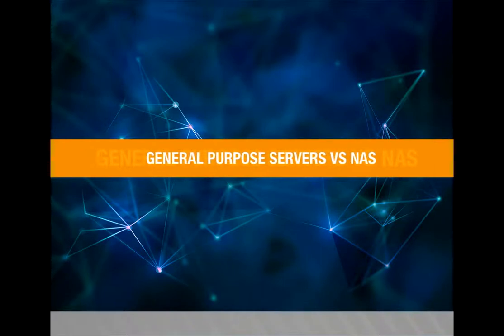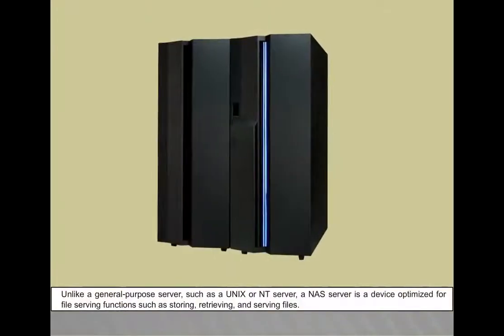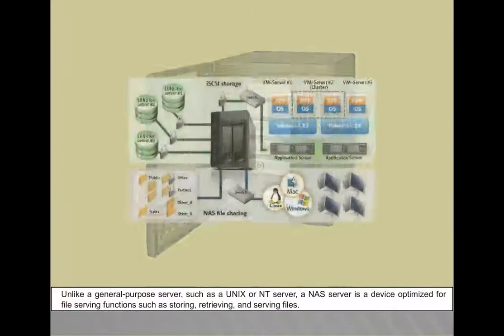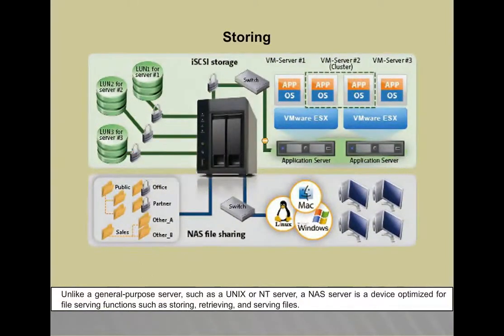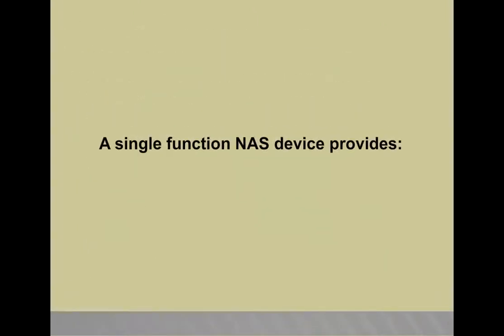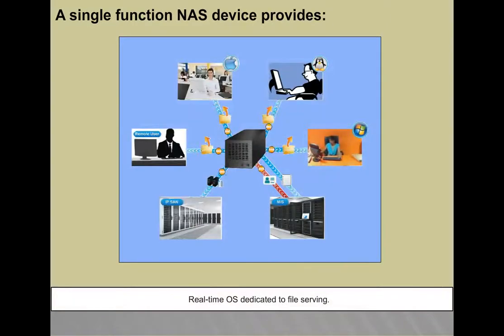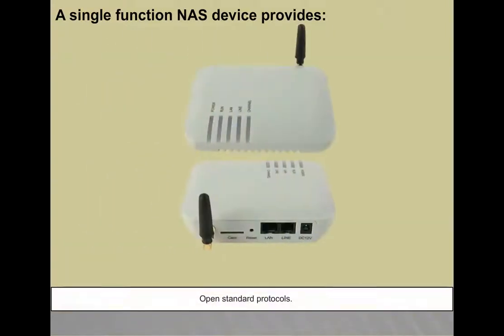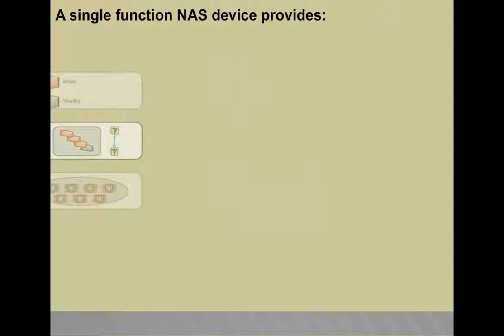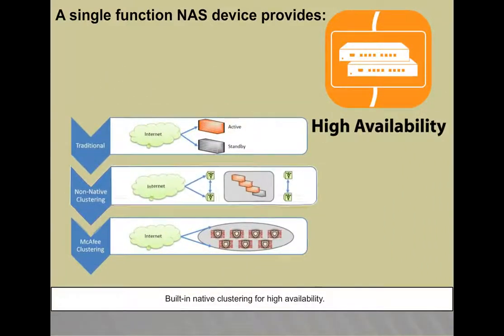General purpose servers versus NAS. This video explains general purpose servers versus NAS. Unlike a general purpose server such as a Unix or NT server, a NAS server is a device optimized for file serving functions such as storing, retrieving, and serving files. A single function NAS device provides a real-time OS dedicated to file serving, open standard protocols, and built-in native clustering for high availability.